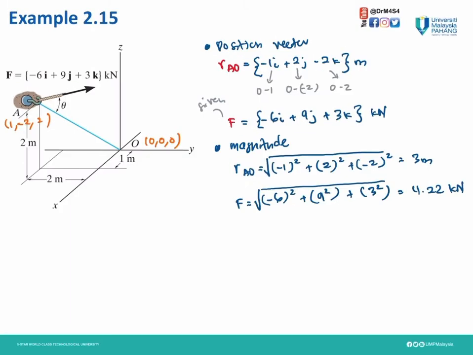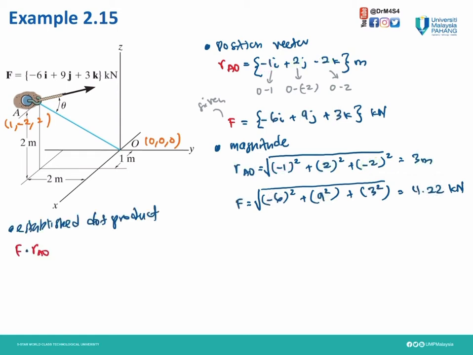Then we need to identify the magnitude. So the magnitude of ROA is the square root of negative 1 to the power of 2 plus 2 to the power of 2 plus negative 2 to the power of 2. We get 3 meter for the magnitude of ROA. Then we need to identify the magnitude for F. So negative 6 squared plus 9 squared plus 3 squared, square root, and we get the magnitude of F as 11.22 kilonewton.